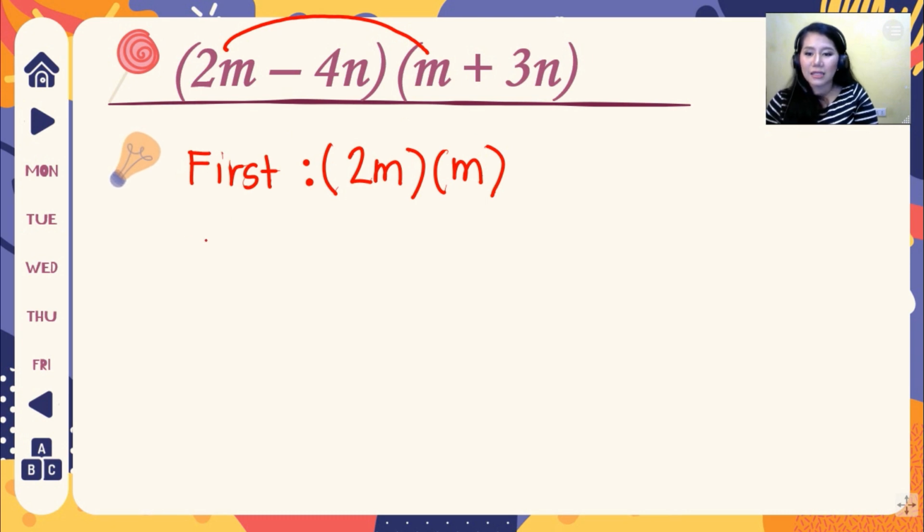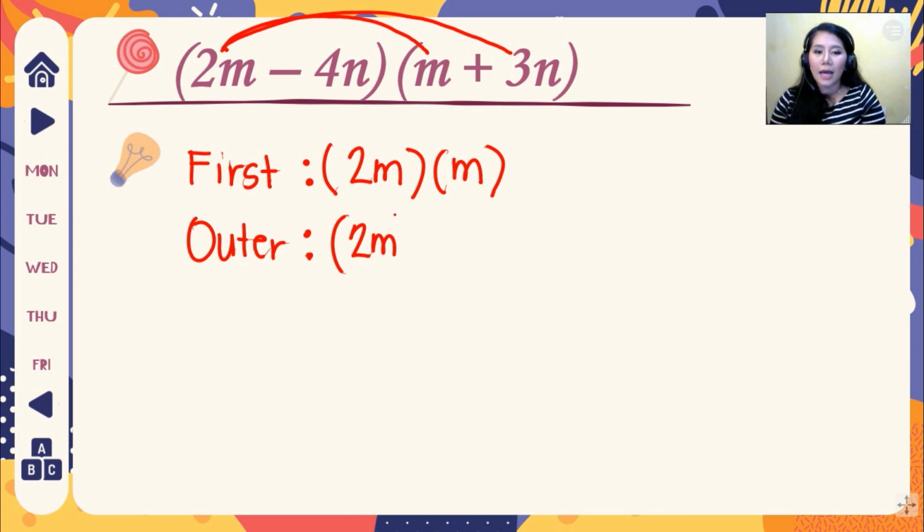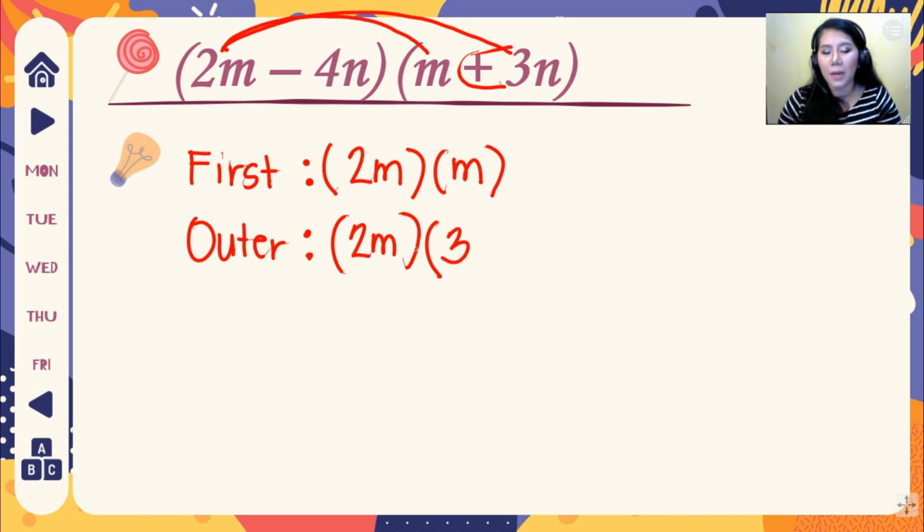Okay? Next, let's have the O for outer. Ang outer natin ay etong si 2m at saka si 3n. Okay? Si 2m at saka, take note of the sign. You have to be careful. This positive sign is a part of 3. So, positive yun ha. Pero wala naman talaga tayong problema kung positive yan. Magkakaroon lang tayo ng problema kapag negative siya. So, 3n.